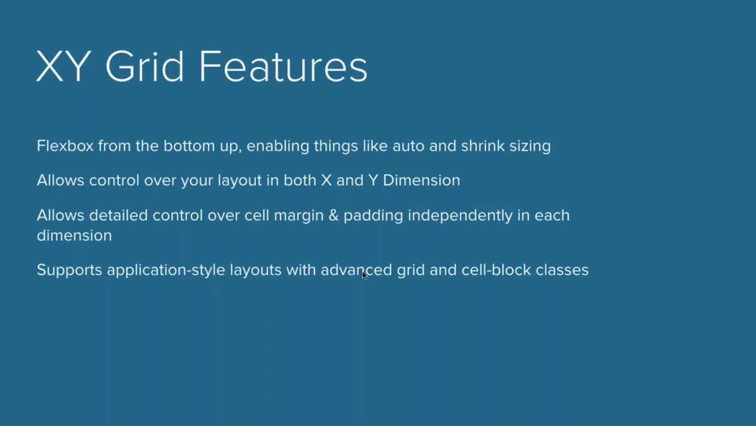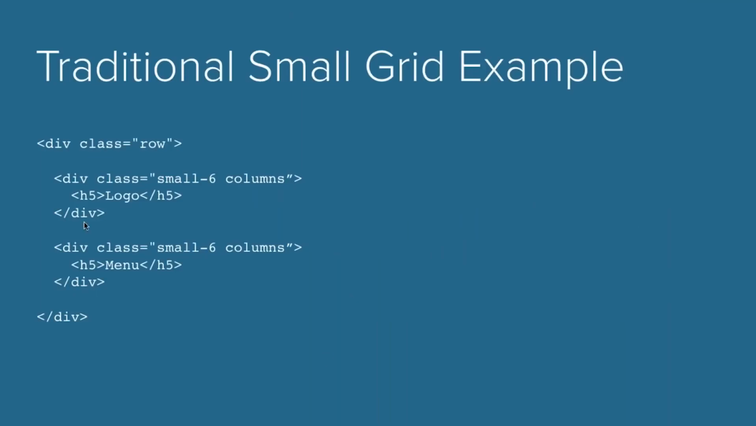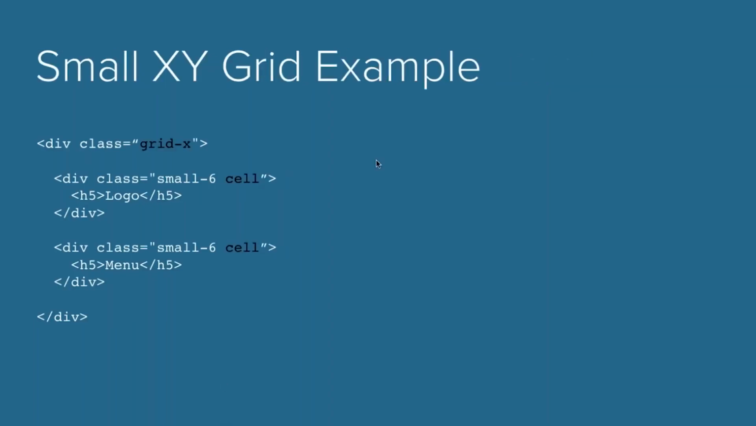So continuing forward on the XY grid, the basics of the XY grid are very similar to Foundation's traditional grids. If you've been using the Foundation grids for a while, the basic use should be really simple to pick up. So if we look at what a traditional grid looked like in Foundation, you'd have a row, you'd have some columns inside of it, and use some sizing classes to lay them out. In this case, assuming the default 12 columns, you have 2 columns that are equally sized. To change that over to the XY grid, we simply change a couple of class names. Row becomes grid-x, columns become cells.